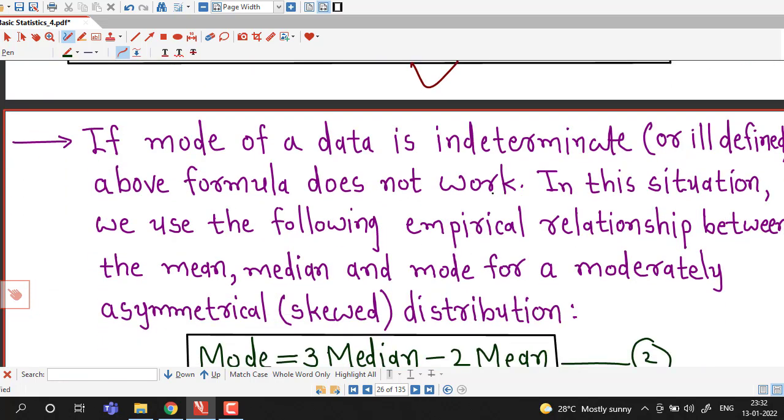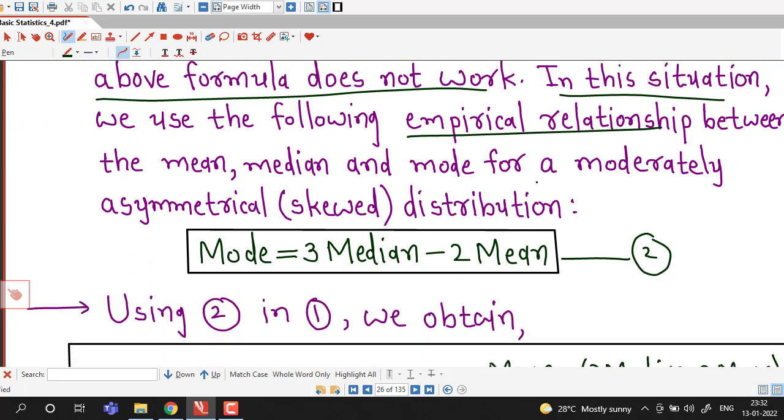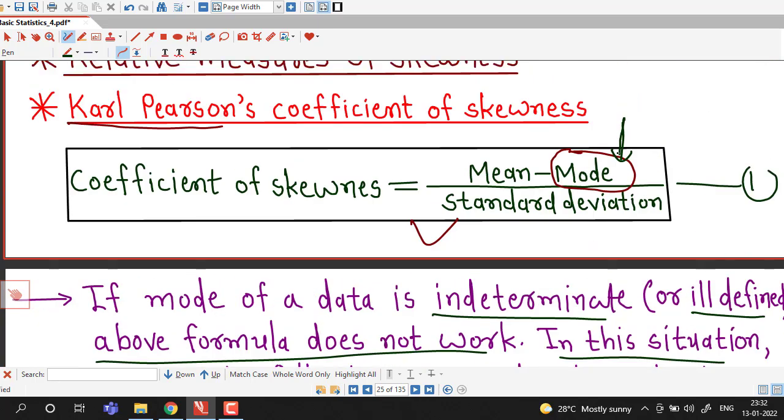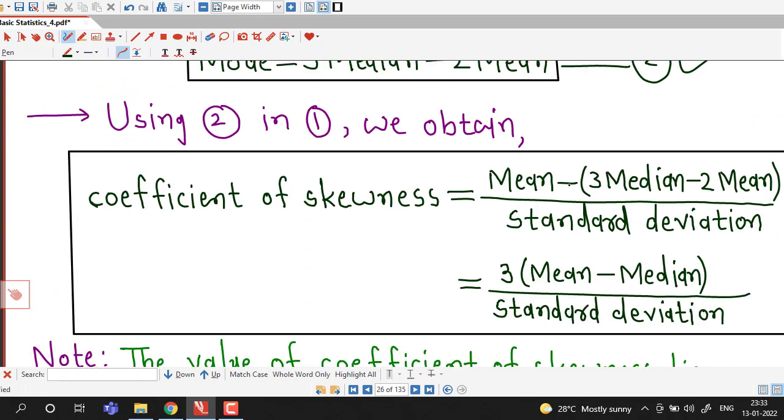So if mode of a data is indeterminate or ill-defined, above formula does not work. In this situation we use the following empirical relationship between the mean, median and mode for a moderately asymmetrical distribution. Mode equal to 3 times median minus 2 times mean. So we use this relationship in equation 1. We replace mode by 3 times median minus 2 times mean, and we obtain coefficient of skewness as mean minus (3 times median minus 2 times mean).